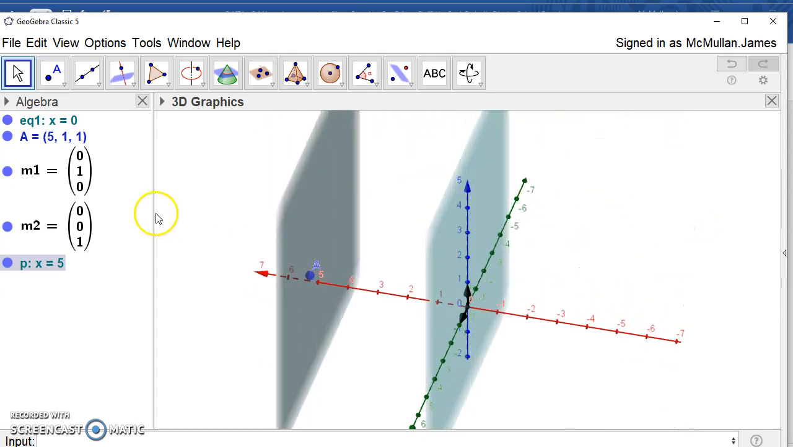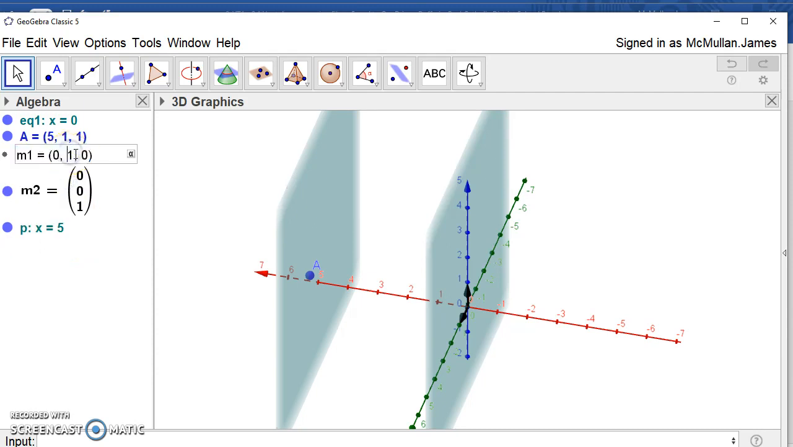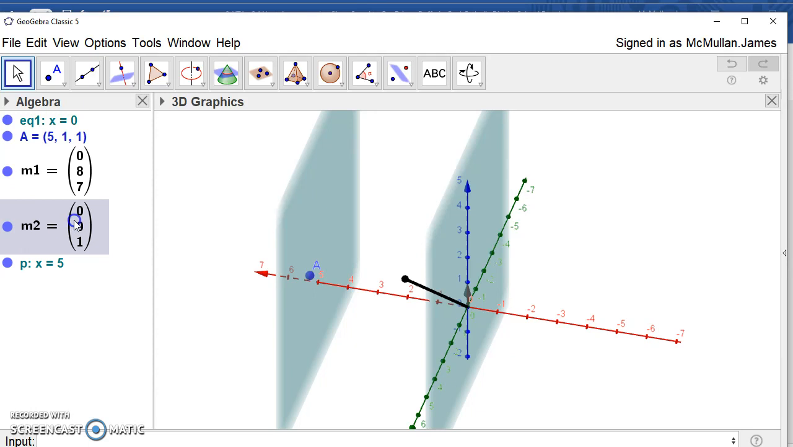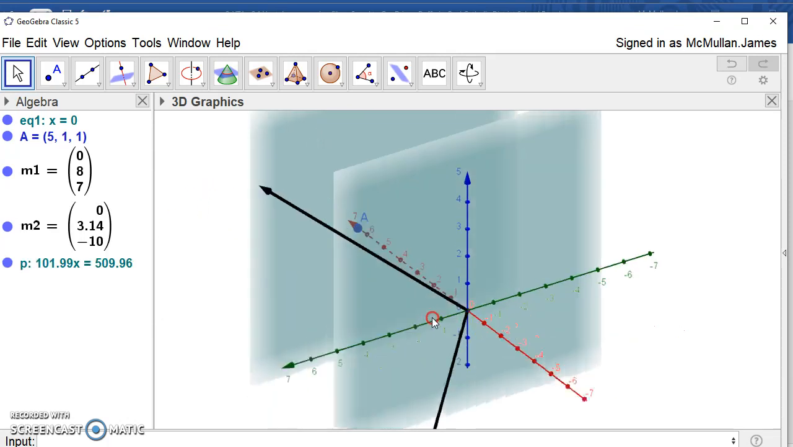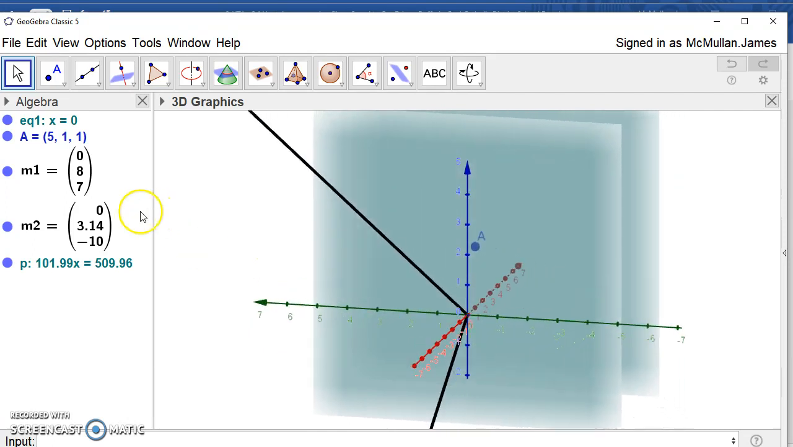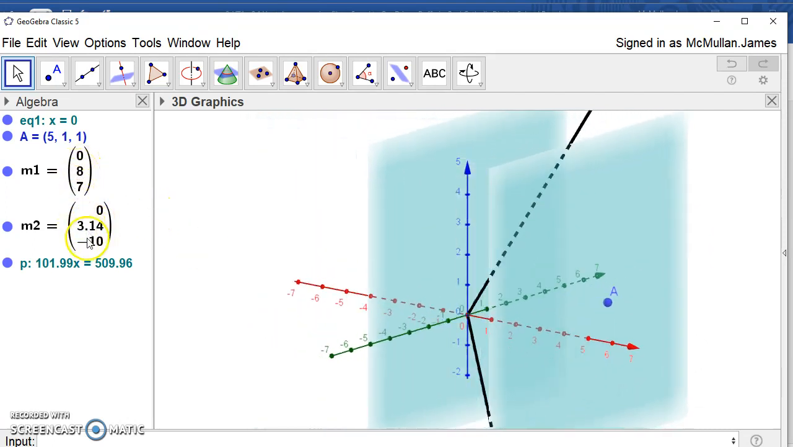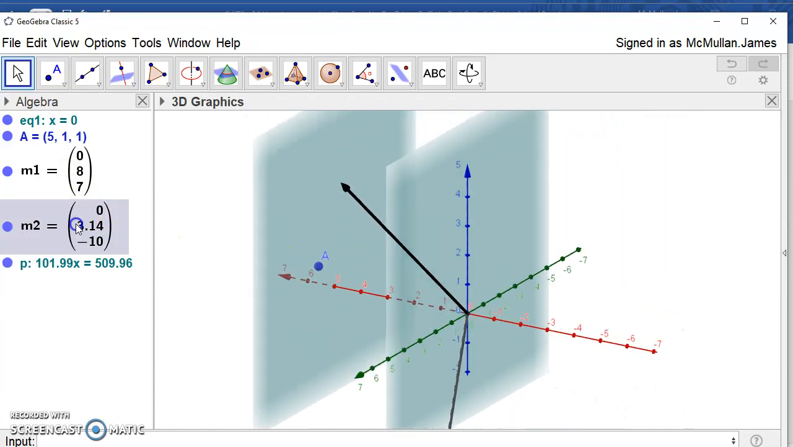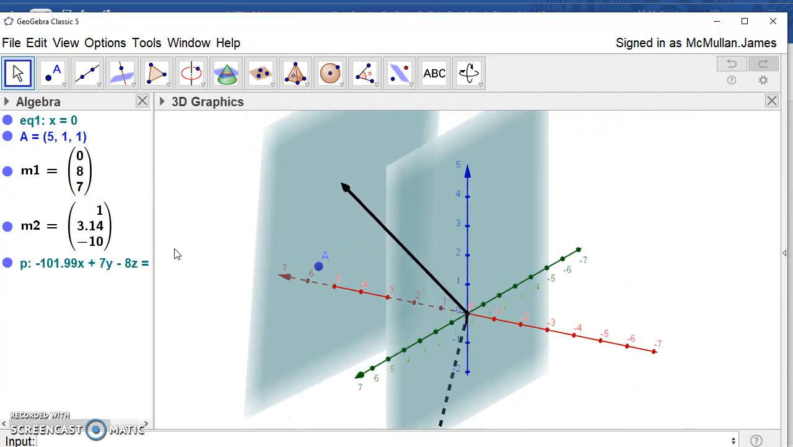Now what if I didn't know to make the vectors (0, 1, 0) and (0, 0, 1)? What if I made them up? What if I said (0, 8, 7) and made the other one (0, 3.14159, -10)? It does not make any difference to the plane that's getting constructed, because these two vectors are not collinear and they both have an x coordinate of 0. Notice if I make the x coordinate a 1, now my plane's screwed up.